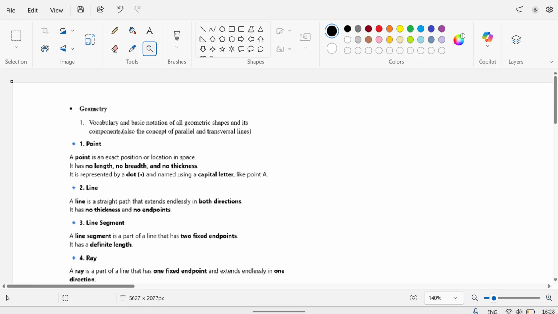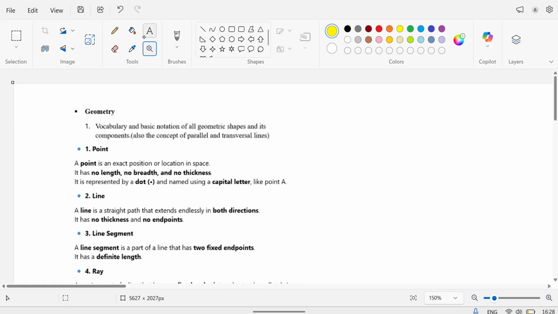Today we are going to start one of the major sections of secondary school mathematics, geometry. We are starting from vocabulary and basic notation. In the first section, we are going to introduce some vocabulary and basic notation of all geometric shapes and their components. So let's start.